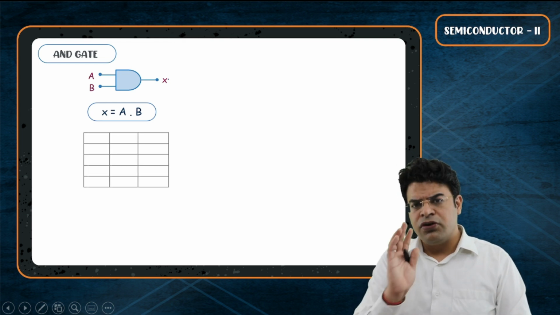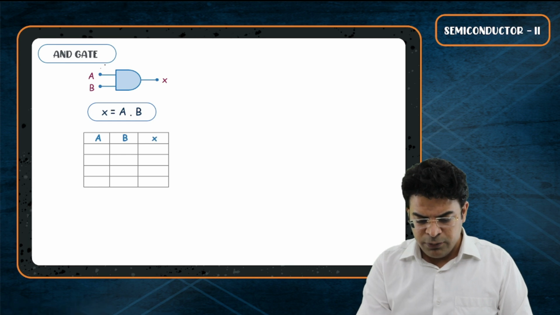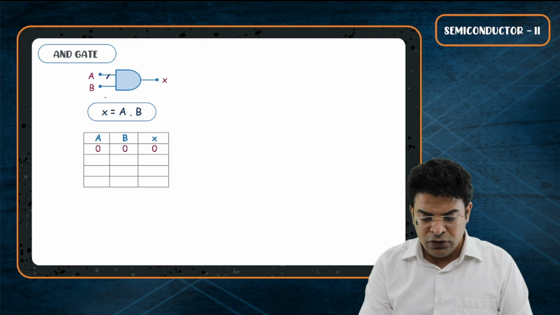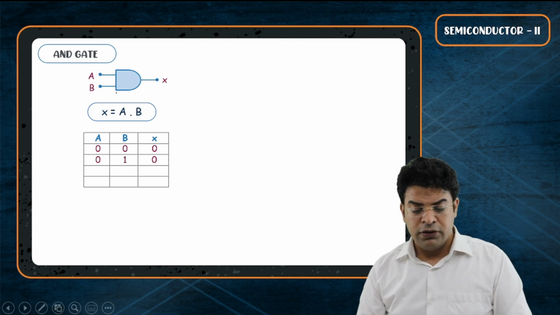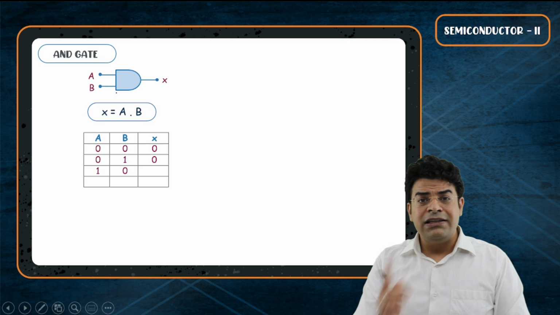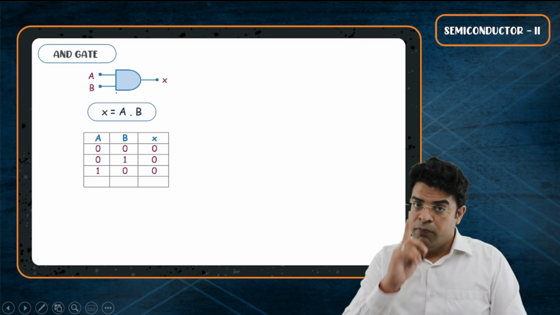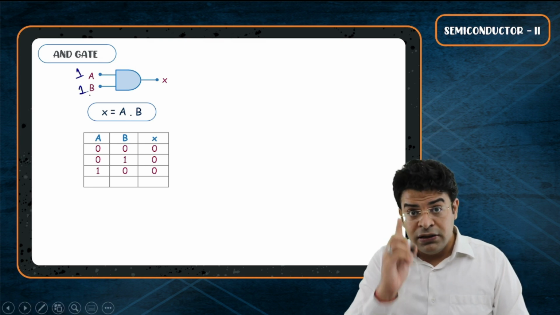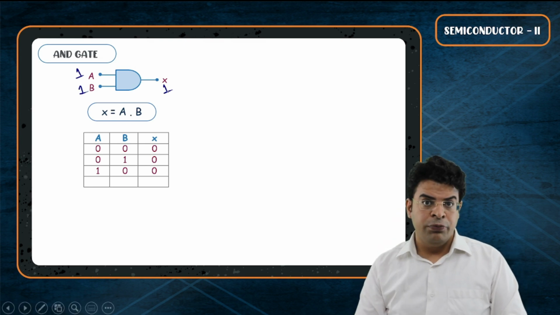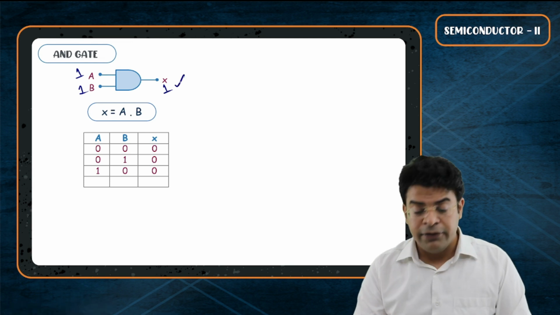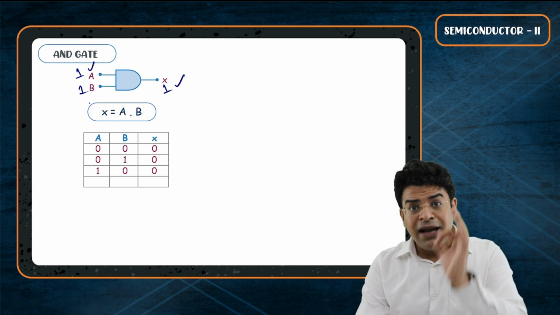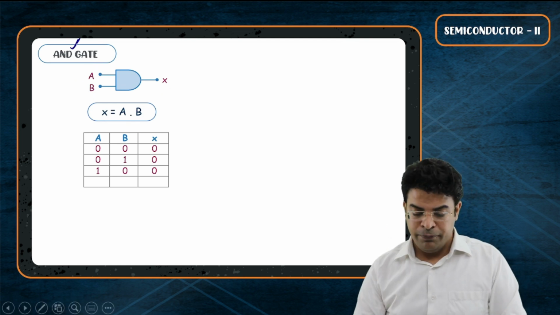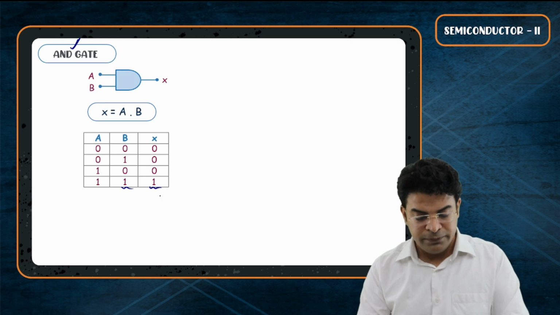So if you look at the truth table for the AND gate, let's say the inputs are A and B and the output is X. So for 0, 0, you get 0.0, that is 0. For 0, 1, you get 0.1, that is 0. For 1, 0, you get 1.0, that is 0. But only for 1 and 1, when both the inputs are high, will you get the output to be high. So output will be high when the first input and the second input are high. That's why the name AND gate. So for 1 and 1, you get 1.